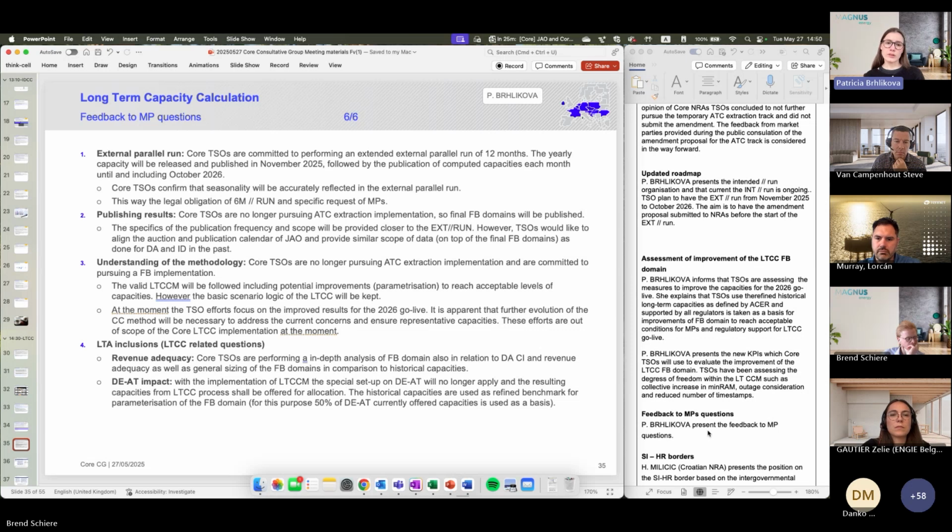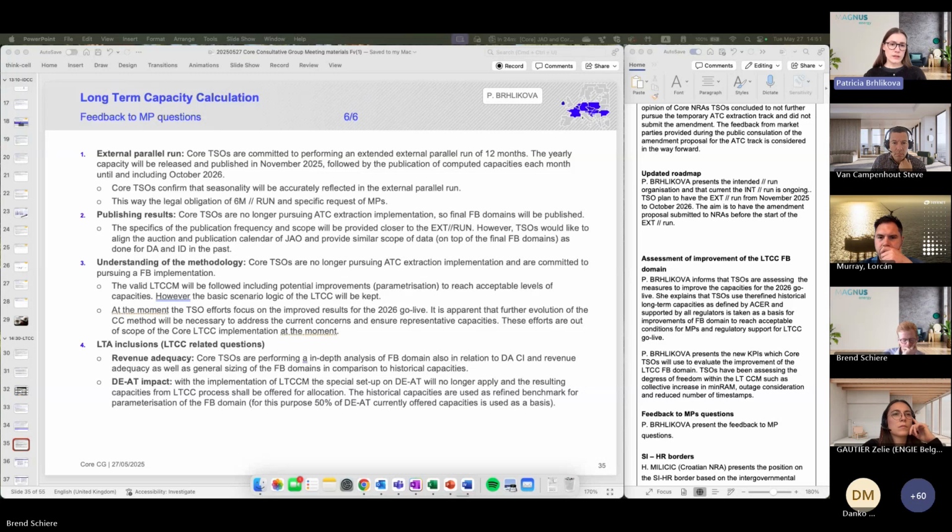And then on the scope of the data, what I can already tell you is that a similar scope of data as published for day ahead and intraday in the past would be provided also for long term. But I think now it is maybe a bit more abstract. We will be communicating then the entire overview of what and when will be published closer to the external parallel run.